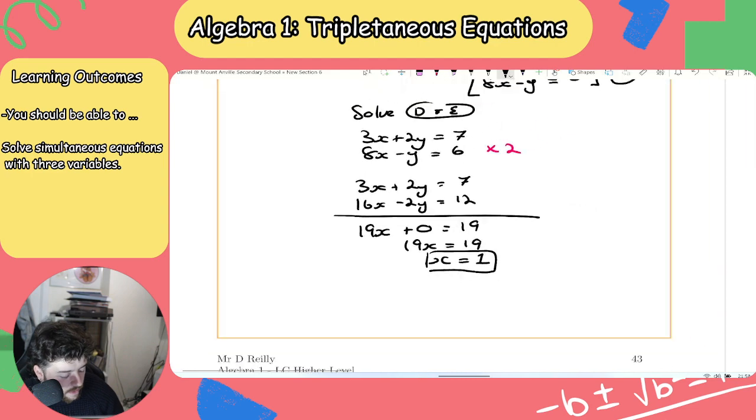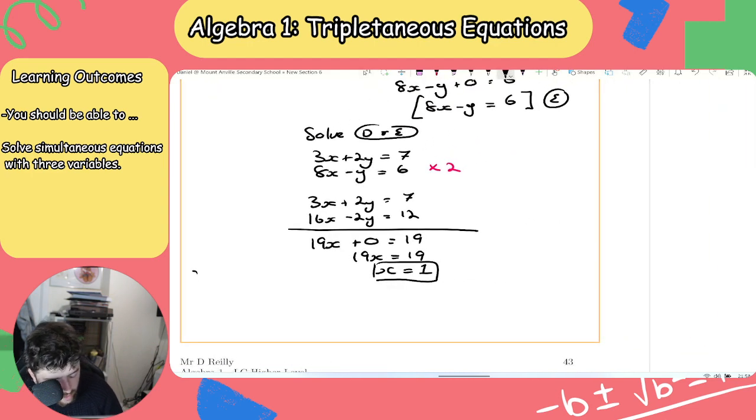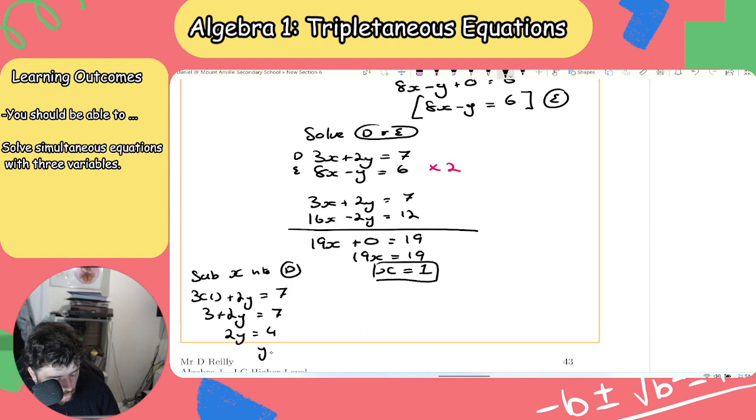So x is equal to 1. Now I'm going to sub x into one of these two equations. This is D, that's E. I'm going to sub it into D. So I have 3 times 1 plus 2y is equal to 7. 3 plus 2y equals 7. 2y is equal to 4. y is equal to 2.